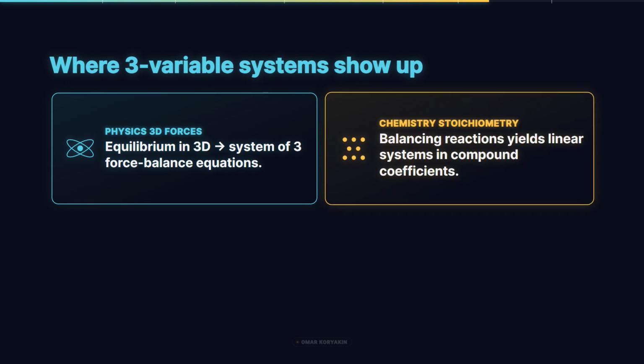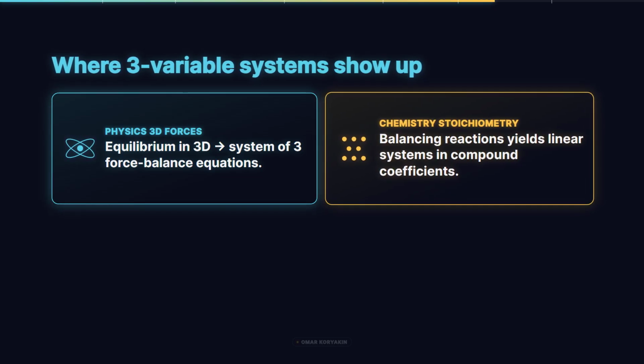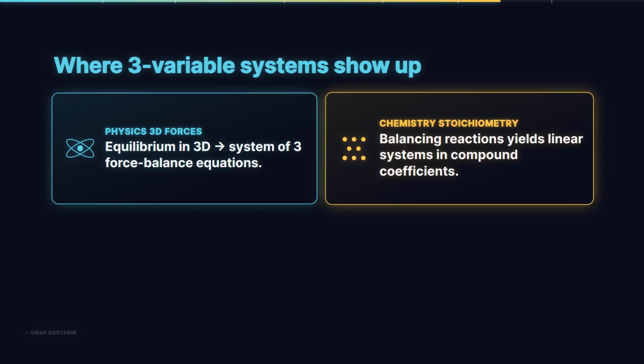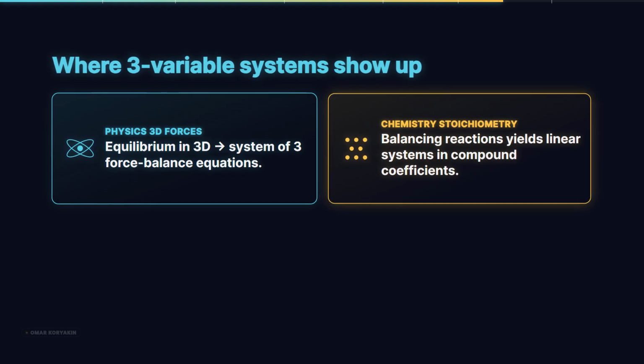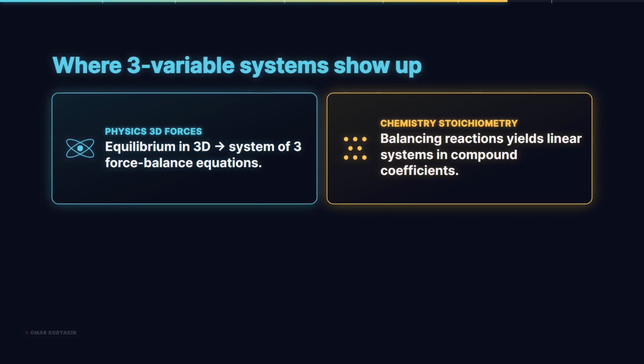In chemistry, balancing a chemical reaction equation produces a linear system in the unknown stoichiometric coefficients of the reactants and products. For a reaction with 3 or 4 compounds, the conservation of each element produces one equation, giving a small linear system that elimination solves cleanly. Chemistry teachers and students use this technique on every reaction balancing exercise, often without recognizing that the underlying mathematics is exactly the 3-variable system algebra from today.